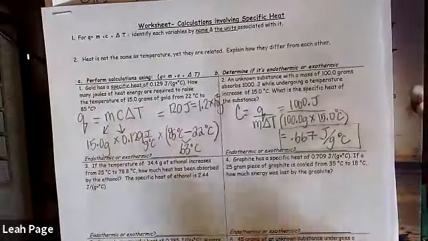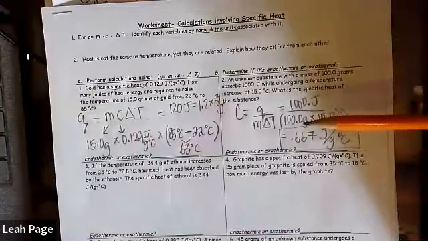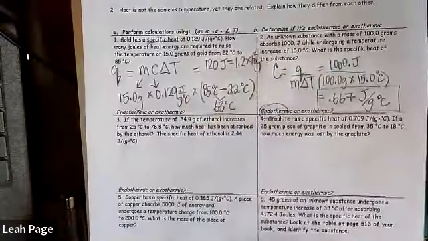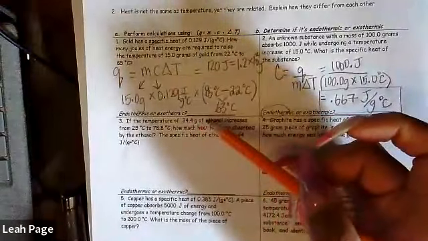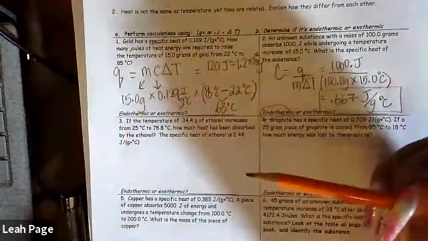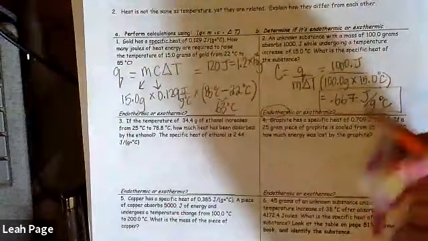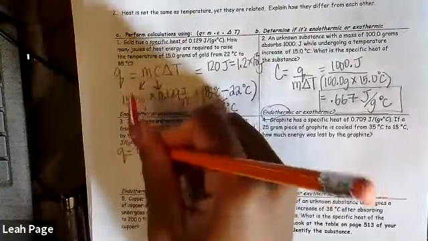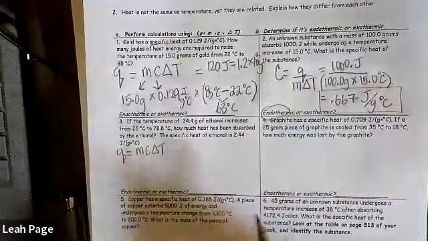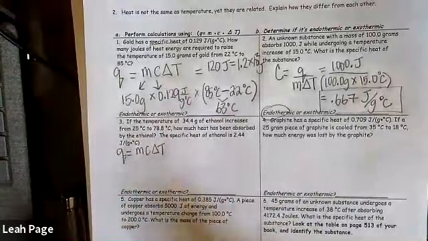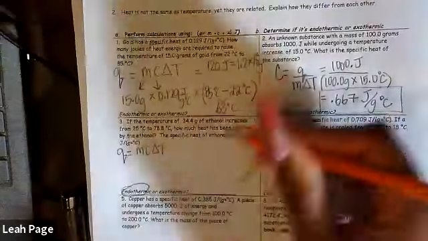All right, so let's go to number 3. Oh, wait, is this an endothermic or exothermic process? Endothermic. All right, we get that. Number 3 says if the temperature of 34.4 grams of ethanol increases from this to this, how much heat has been absorbed by the ethanol? So heat, what are we looking for? What letter? Q. We're looking for Q. Q equals MC delta T. It says that the heat has been absorbed. Is this an endothermic or exothermic process? Endo. We already know it's endo because it just tells us.